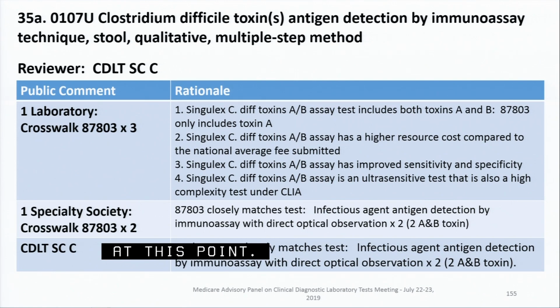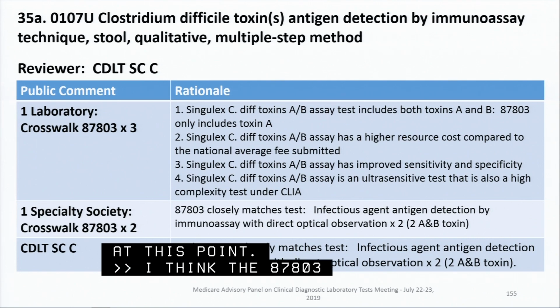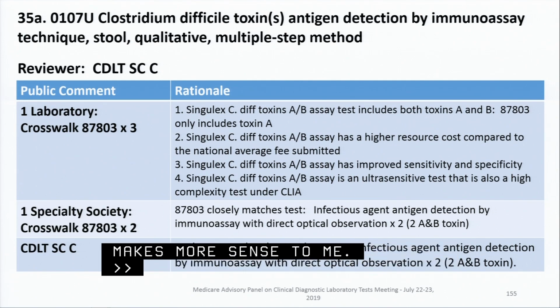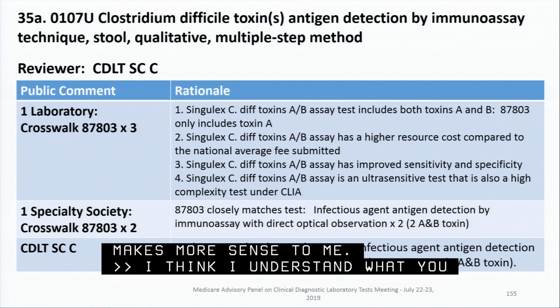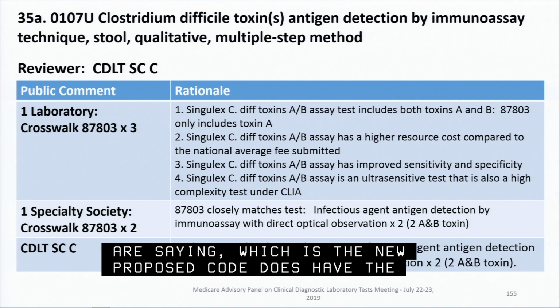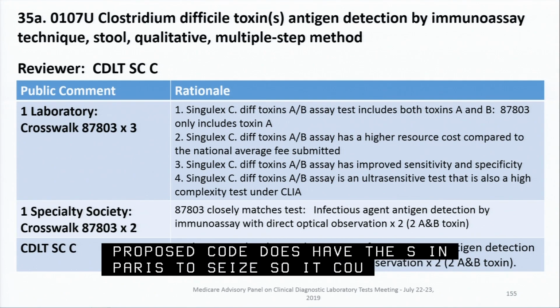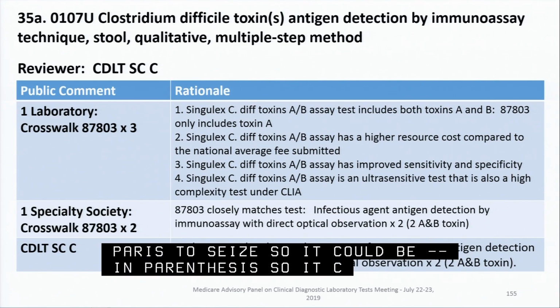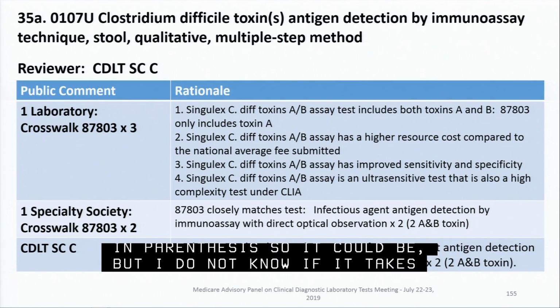I think the 87803 times 3 makes more sense to me. Because I think that, so, Dr. Veselski, I think I understand what you're saying, which is the new proposed code does have the S in parentheses, so it could be a multiplex type test. But I don't think the multiplexing, well, number one, I don't know if that takes into account the cost of reagent, because it's not just the effort, it's the cost of reagent. If you have multiple antibodies, that would increase the cost.